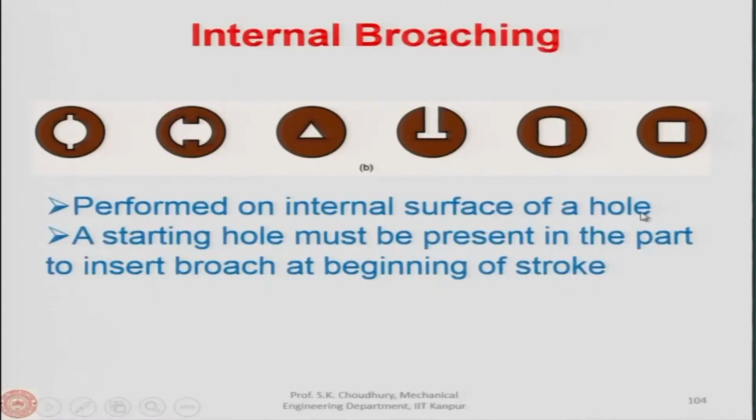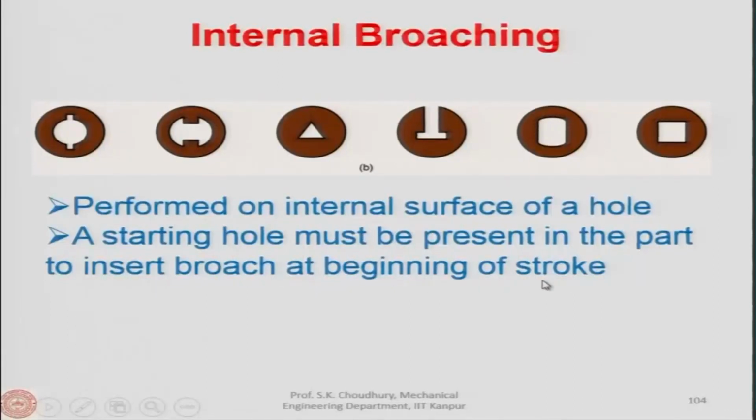Performed on the internal surface of a hole, a starting hole must be present in the part, because of course, you understand that otherwise the broach cannot be operated like a drill. Drill is made on the cylindrical surface where no hole is made so far. But after a hole is made by drilling, like we do the reaming, the broaching process is performed. To insert the broach at the beginning of the stroke, otherwise it will be difficult.